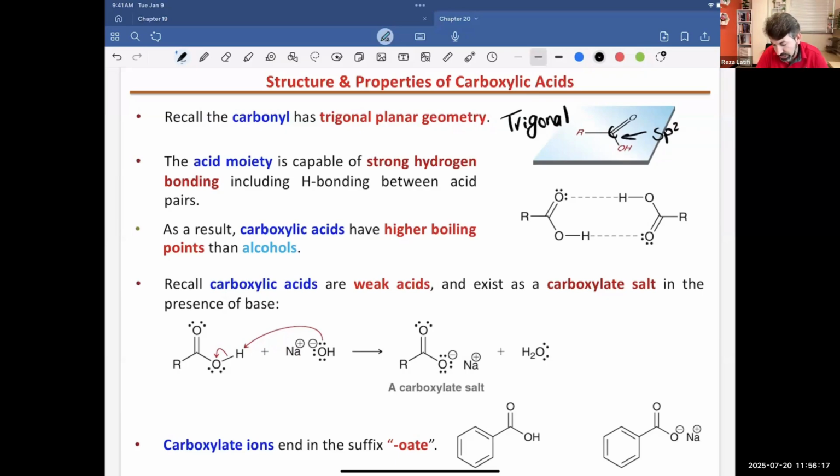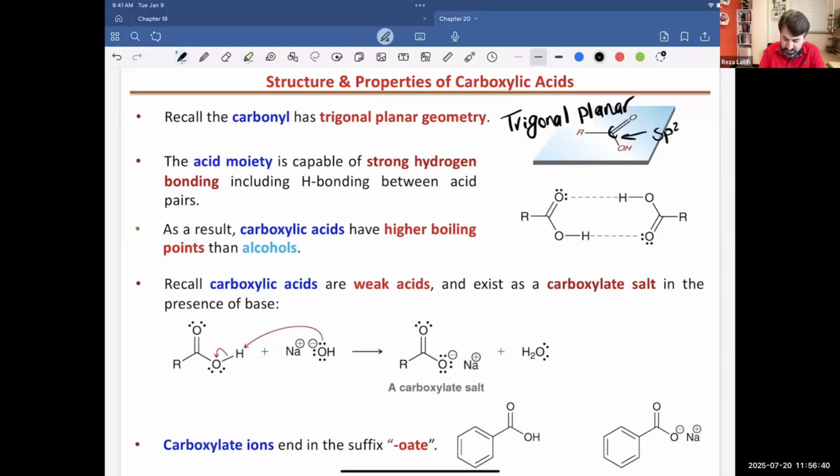Trigonal planar means the addition can happen from the top or from the bottom of the molecule. If that's the case, then sometimes when you're taking a carboxylic acid and transferring it to something else, you might get a chiral center. So keep this one in your mind.